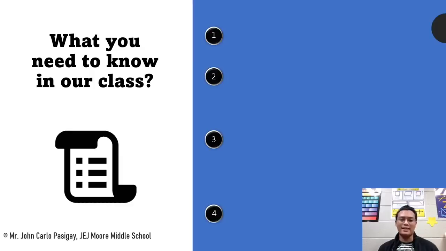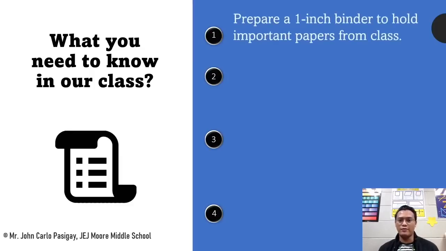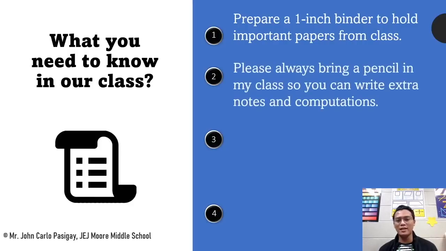So for our math class, this is what you need to know. The first one is you have to prepare a 1-inch binder to hold important papers from our class. I will be giving worksheets and notes that you can just keep inside the binder so you have all the files with you. Second one, always bring a pencil in my class.